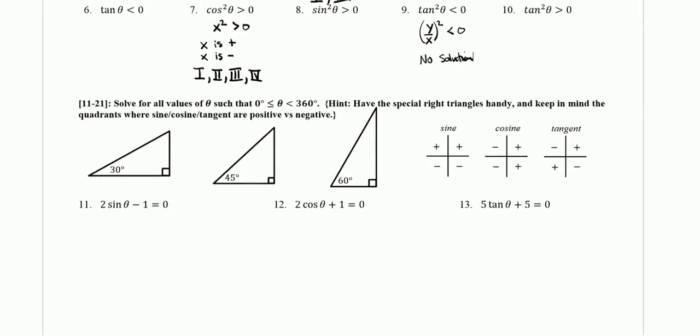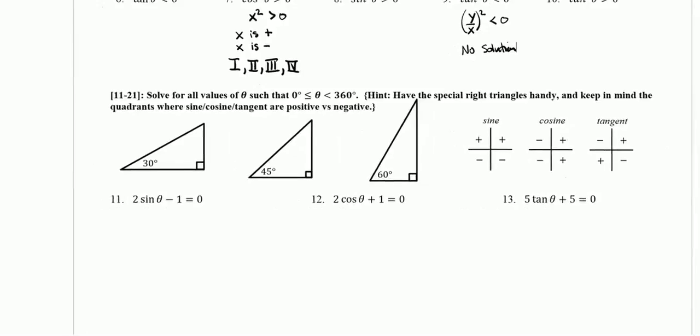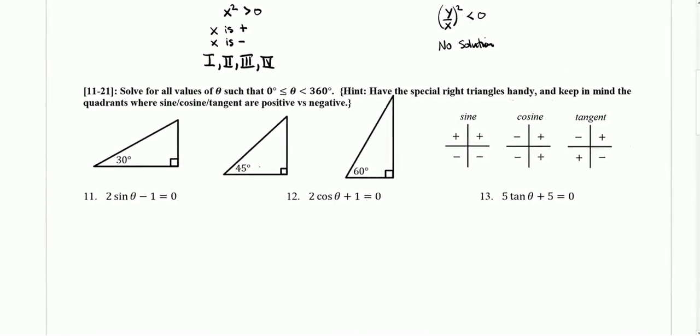11 through 21 were to solve for all the values of theta, such that theta is between 0 and 360. Hint: have the special right triangles handy and keep in mind the quadrants where sine, cosine, tangent are positive versus negative. So we have the 30, 45, and the 60 drawn here. For 30, I'm going to use lengths 1, 2, and root 3. For 45, I'm going to use lengths 1, 1, and root 2. And for 60, I'm going to use, again, the 1, 2, and root 3, which is the same triangle as the first, just oriented differently.